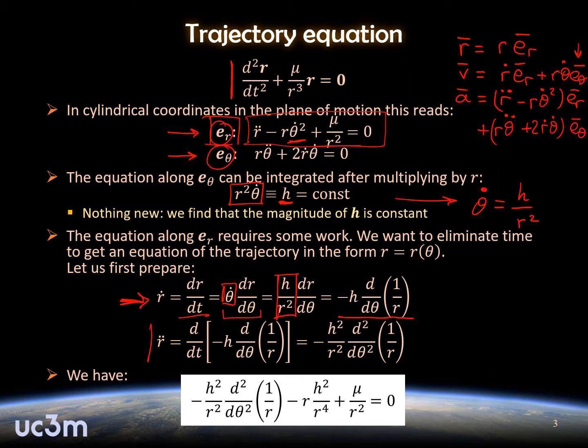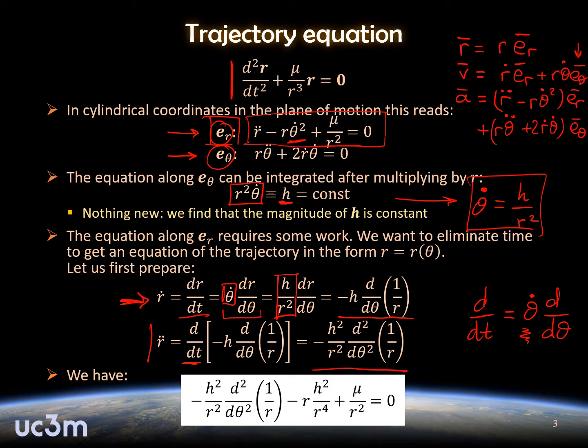So basically, we have this derivative in time, which again we replace as a derivative in theta, using the same trick as before. So the derivative in time is equal to theta dot times d d theta. And again, we replace this theta dot that appears with our h over r squared. And this is what we get.